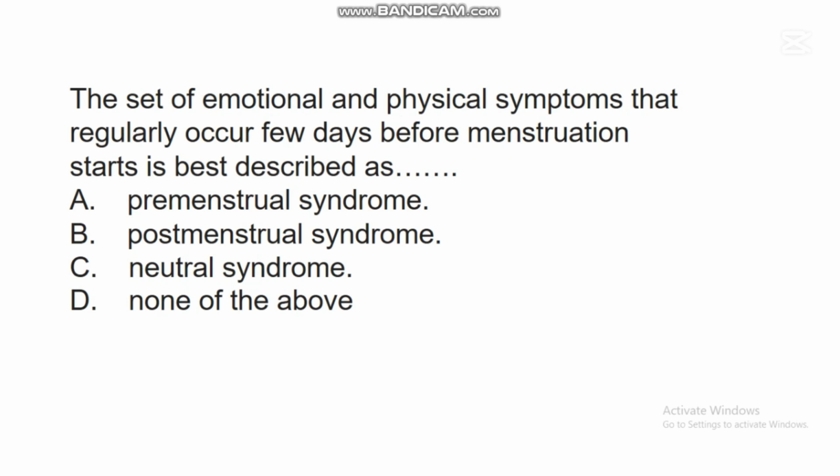The next question says, the set of emotional and physical symptoms that regularly occur a few days before menstruation starts is best described as dash. A. Premenstrual syndrome. B. Postmenstrual syndrome. C. Neutral syndrome. D. None of the above. In this question, the correct answer is A. Premenstrual syndrome. Premenstrual syndrome is the set of emotional and physical symptoms that regularly occur a few days before menstruation starts in every woman of childbearing age.